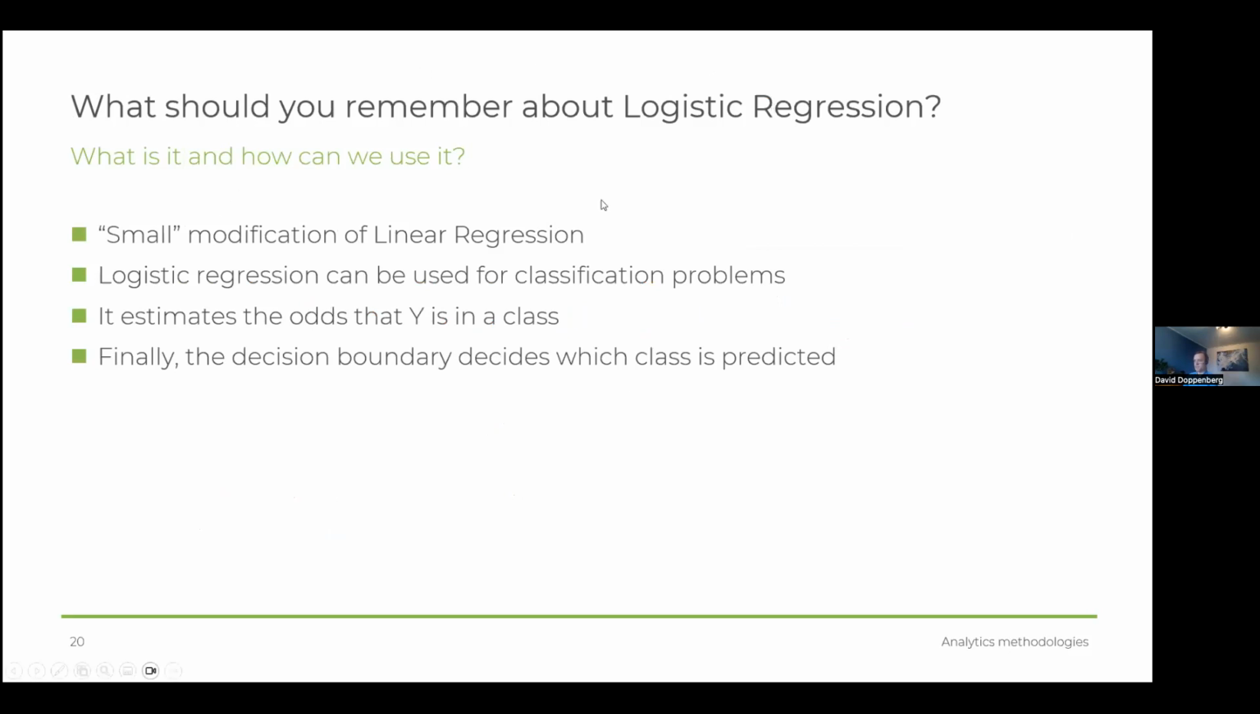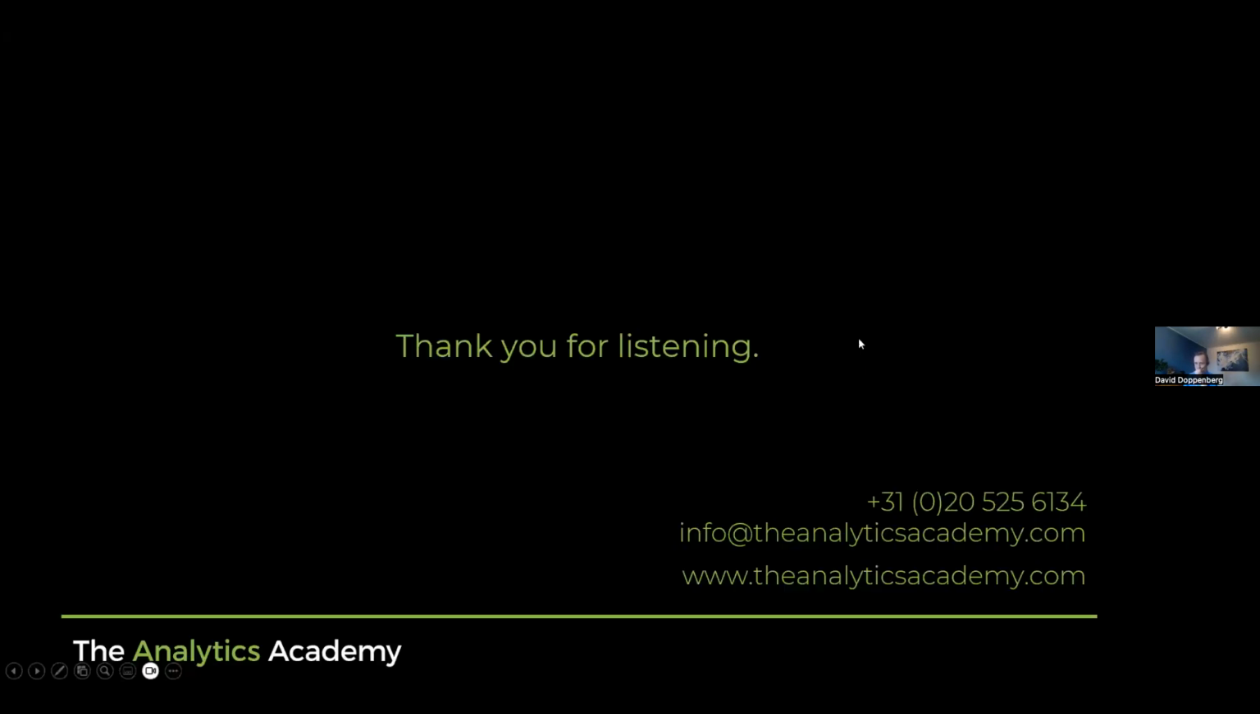So you could actually look at logistic regression as a small modification of linear regression, except that you use it for classification problems, and we need a decision boundary in the end to transform those prediction probabilities into an actual classification of the label. But that's it about logistic regression.